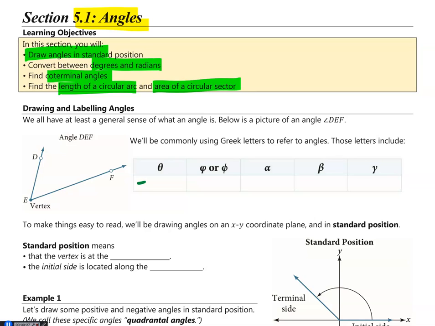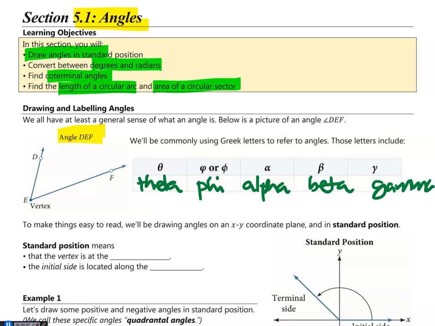Below is a picture of an angle DEF. So this is angle DEF with a vertex E. We'll be commonly using Greek letters to refer to angles, and those letters include, the first one is theta, the second is phi, next is alpha, and this is beta, and this is gamma.